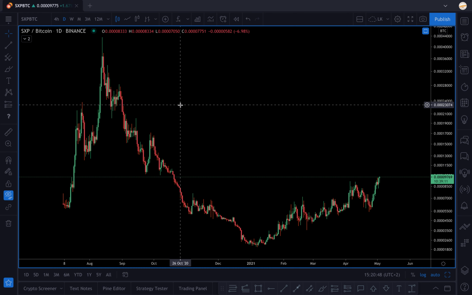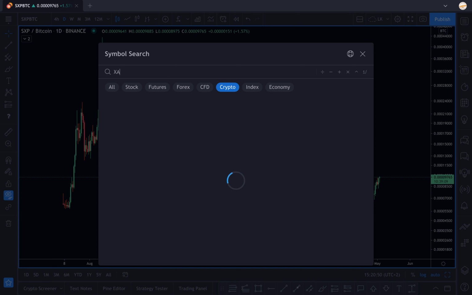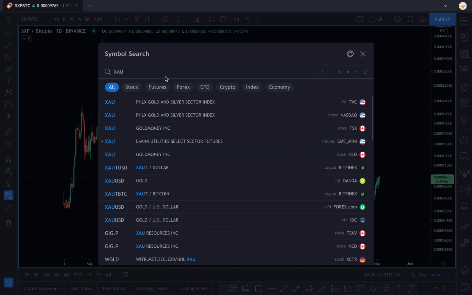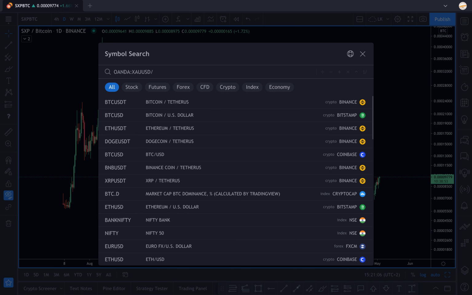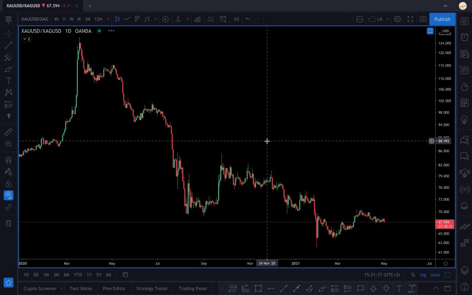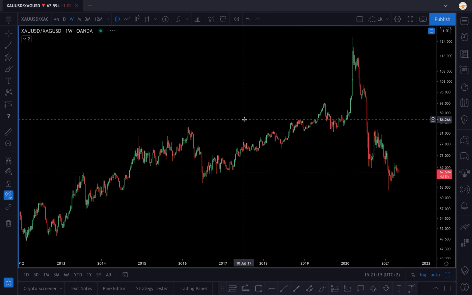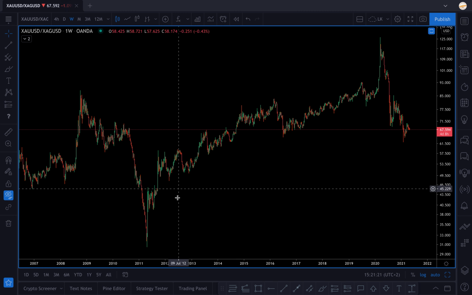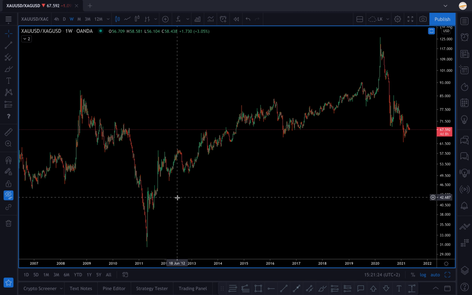You can do that very easily in TradingView. You type your ticker, so for example XAU for gold. We're going to get the CFD. You select it with the arrow keys of your keyboard, then you type slash, and there you type silver's ticker, XAG. You go for the Oanda one, and then you hit enter, and there you have the ratio of gold to silver. This tells you if it's better to hold gold or if it's better to hold silver.